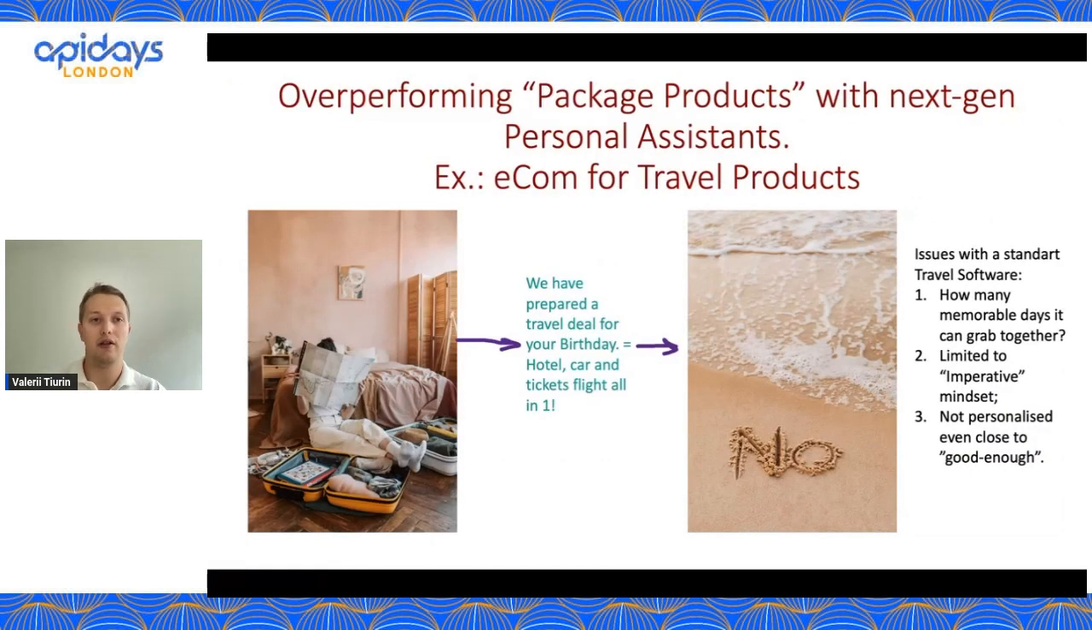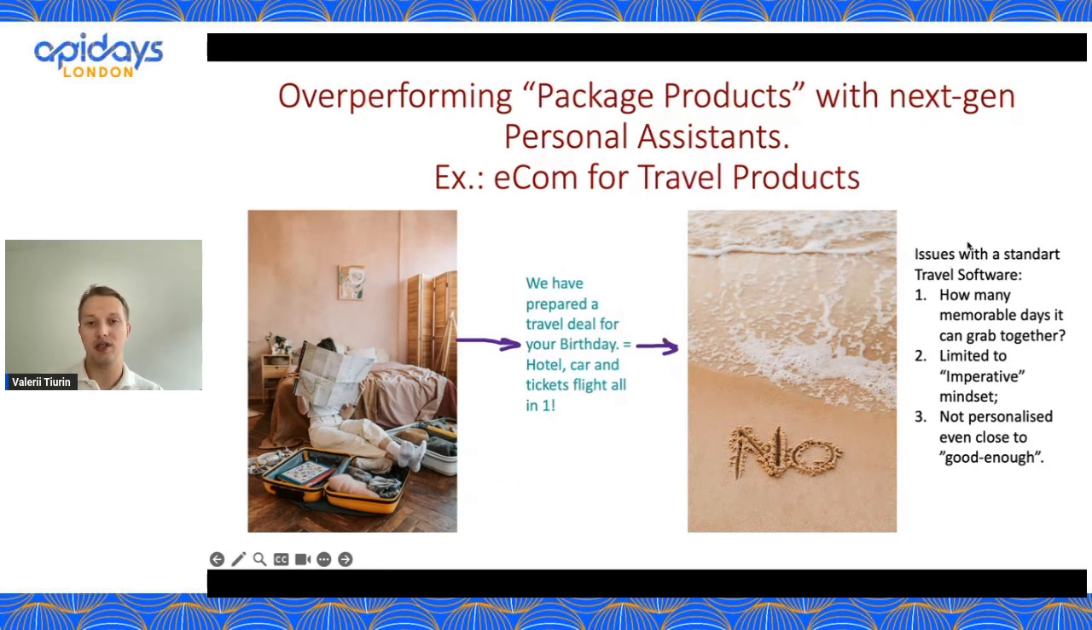And the next one is another example in e-commerce for travel products, which is overperforming package products with next-gen personal assistants. These are companies making a deal for you, with some marketing when they are proposing something on your birthday or something. So basically, we have some client and we have prepared a travel deal for a birthday: hotel, car, and flight tickets, all in one. And they often get a refusal.